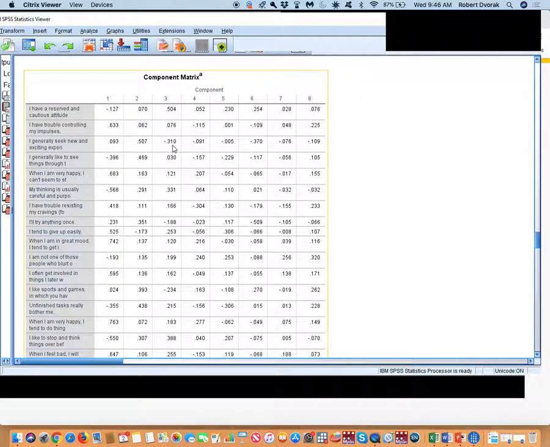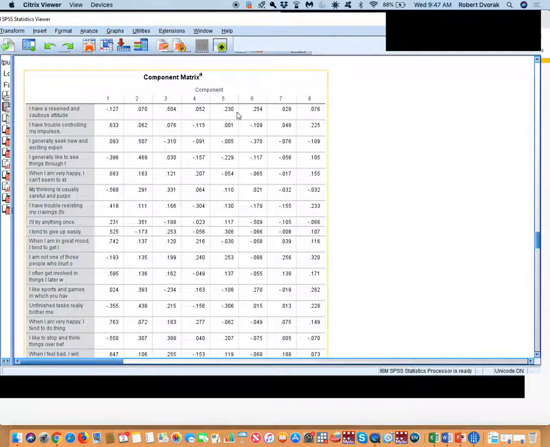This one doesn't: "I generally seek new and exciting experiences." That kind of sounds the opposite of "I have a reserved and cautious attitude towards life," right? But it also loads much higher on factor 2. Now the odd thing is you also see that this loads highly on factor 2, which is "I generally like to see things through to the end." Those two things don't seem related at all, right? And so this winds up being one of these higher order issues where things are kind of bleeding over.